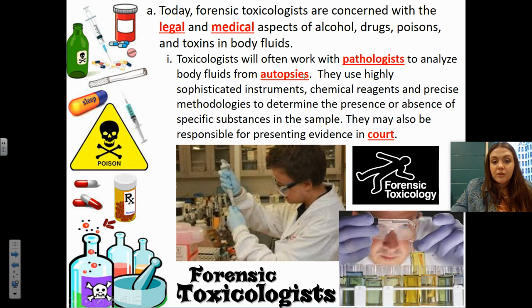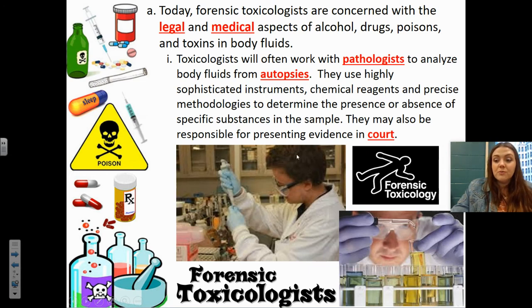So the body fluids, or possibly even chunks of their body, like pieces of liver, because the liver is what cleans out our body. So it's going to have drugs that were in it. They use highly sophisticated instruments, chemical reagents, and precise methodologies to determine the presence or absence of specific substances in a sample. They may also be responsible for presenting that evidence in court.